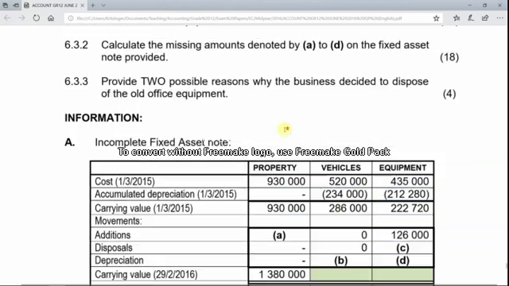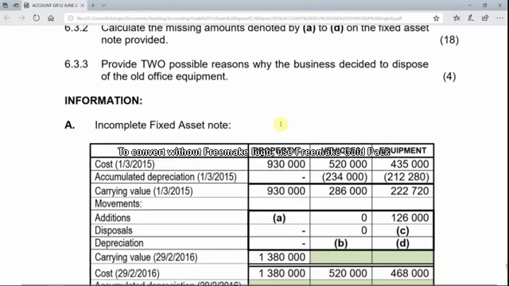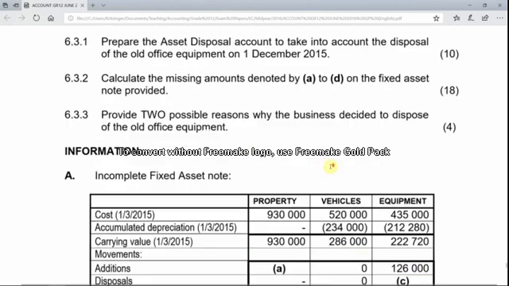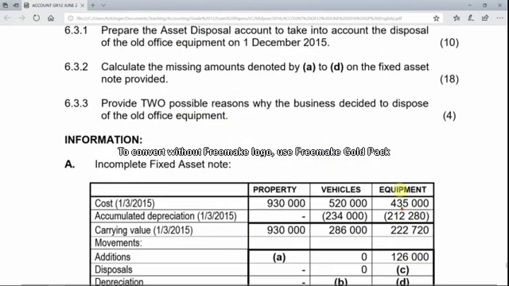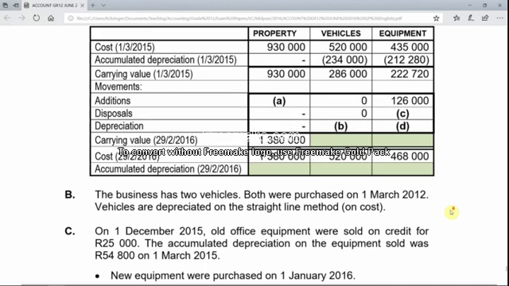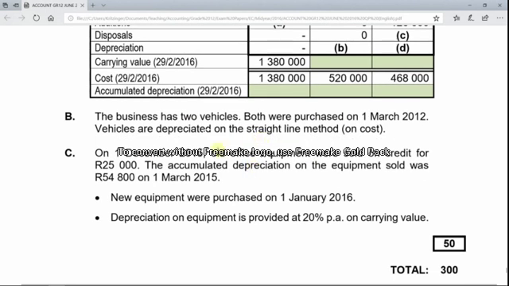So let's see what information we have that relates to this asset disposal on 1 December 2015. We have an incomplete fixed asset note, and we know we are focusing on the equipment section. So we have some information there with some missing values. And number B relates to vehicles. We are currently focused on equipment.